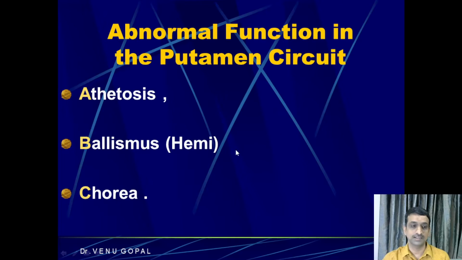Then ballismus or hemiballismus. Ballismus means flailing movement. Suddenly you are throwing your hand without your control, without voluntary control. That is ballismus. It may cause injury to yourself or injury to somebody else who is sitting close to the patient. That is completely involuntary. If it involves one side of the body, it is hemiballismus. Then chorea is involuntary dancing movement of any muscle group or a limb. These 3 are the applied points related to putamen circuits.